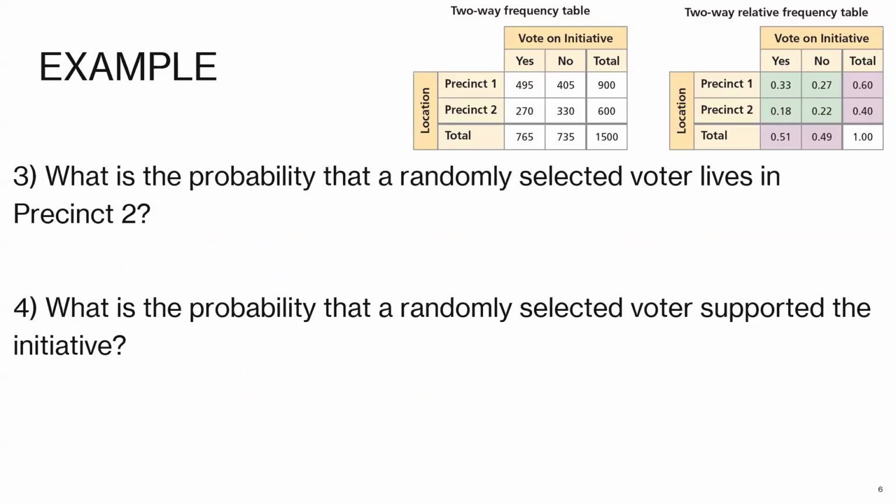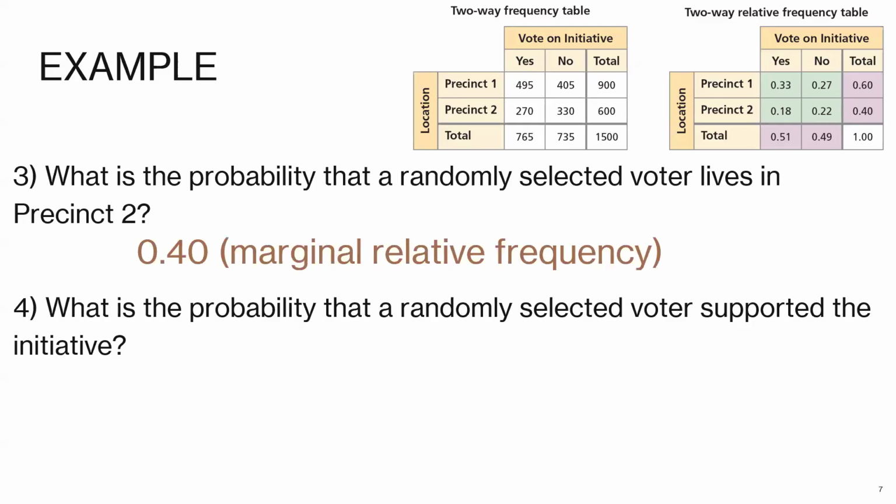What is the probability that a randomly selected voter lives in precinct 2? I don't know if they voted yes or no, but just that they live in precinct 2 in general. So that's when I'm going to look on the column on the far right. Precinct 2 leads me to 0.4. That is a marginal relative frequency because it's a sum of the people that voted yes and the people that voted no, specifically in precinct 2.